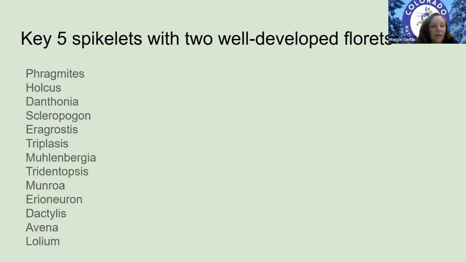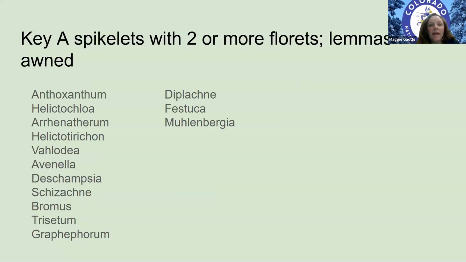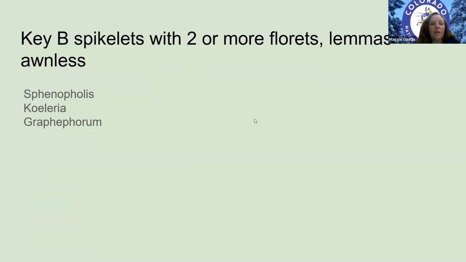Key 5, Danthonia, Muhlenbergia again. We get the Munroa that we talked about before. Key A, spikelets with 2 or more florets. Lemmas are awned. Here you might be familiar with Deschampsia, Bromus, Festuca, Muhlenbergia. And key B, I must say, I ran out of time, and I will finish this before I give you the slides. Without further ado, I'm going to stop.